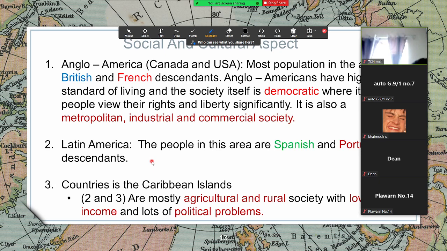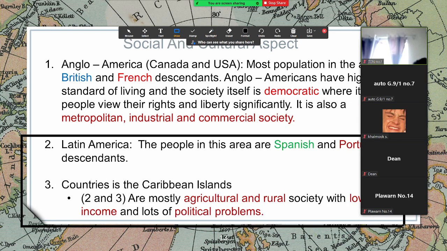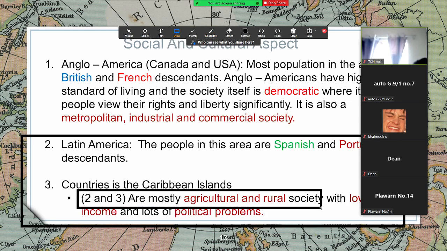These countries, number 2 and number 3, are mostly agricultural countries. Agriculture means that most of their means of living is through agriculture. And rural is the opposite of metropolitan. It's not very busy, and the houses are not close to each other. This is the characteristic of these regions, Latin America and the Caribbean islands.